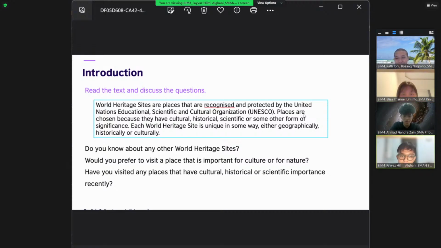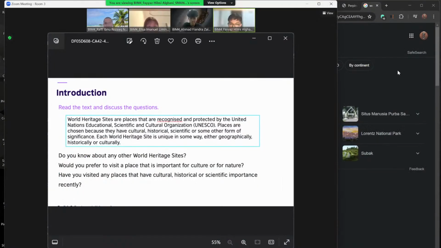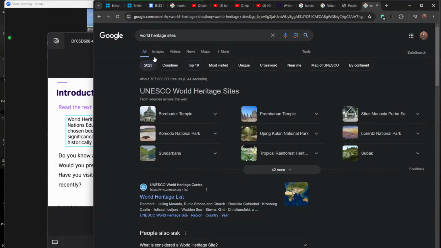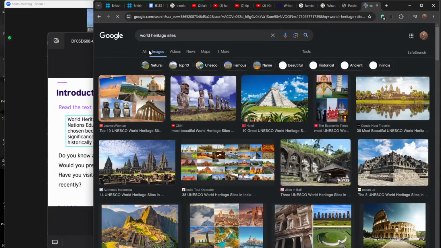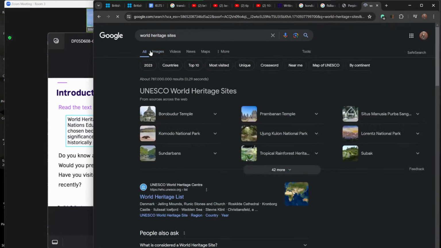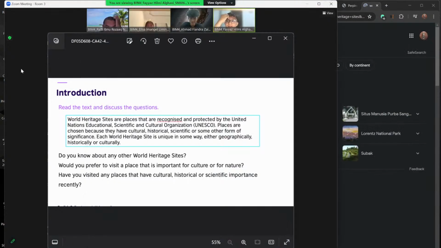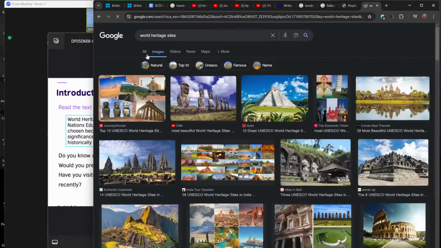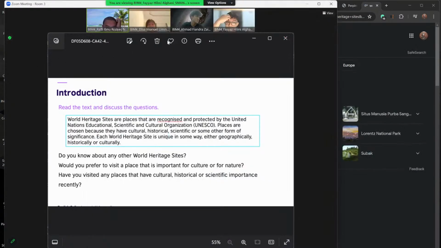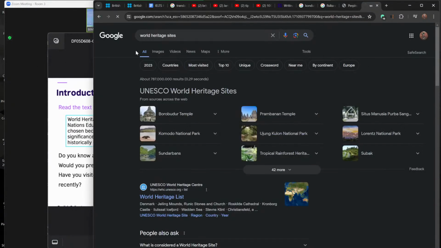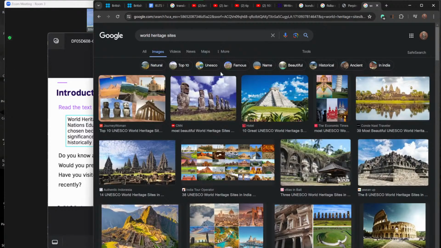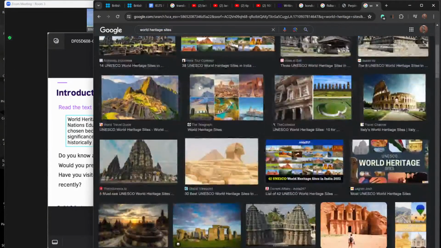Do you guys know about any other World Heritage sites? Borobudur. Oh yeah, Borobudur Temple. Prambanan. I don't really know. Oh yeah, let's just search on Google.